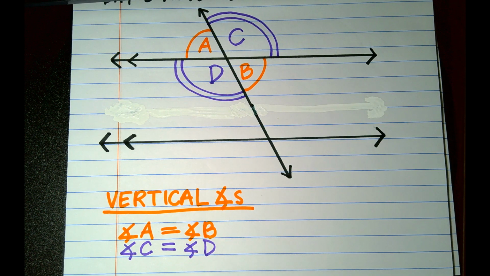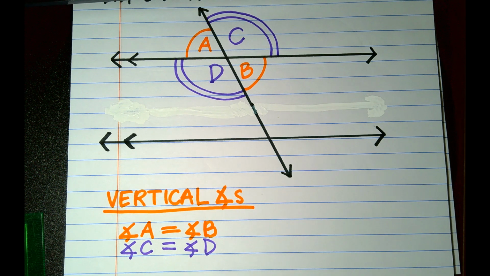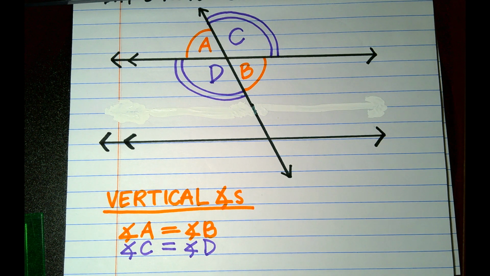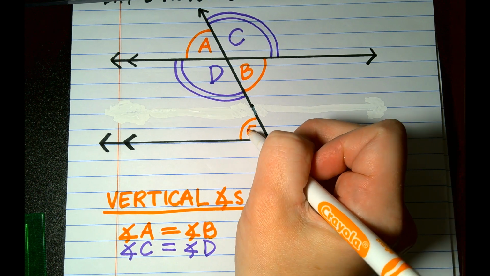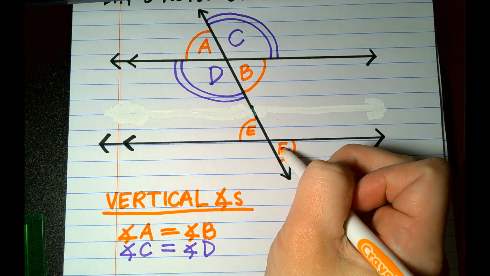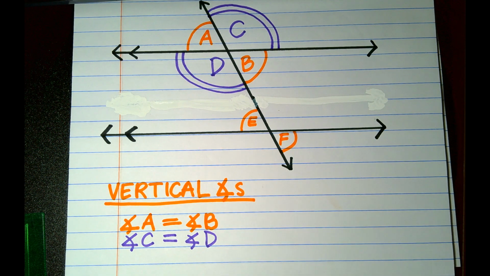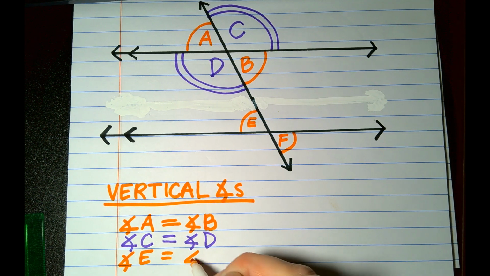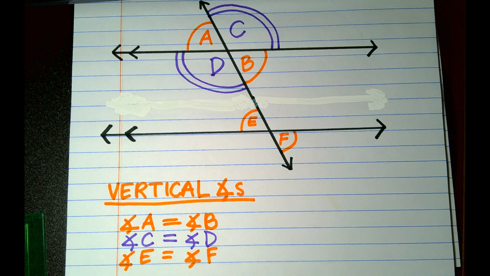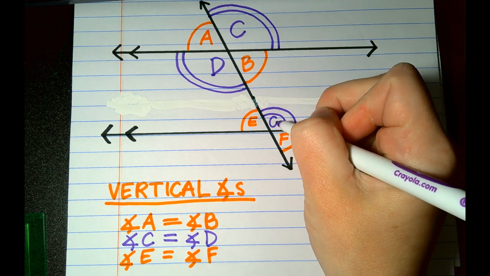Okay. Let's call these four angles as well. Let's give them some names. Let's call this one E and then F. Those are also vertical angles because they're across from each other. Angle E is equal to angle F. And then we'll do a G and an H.